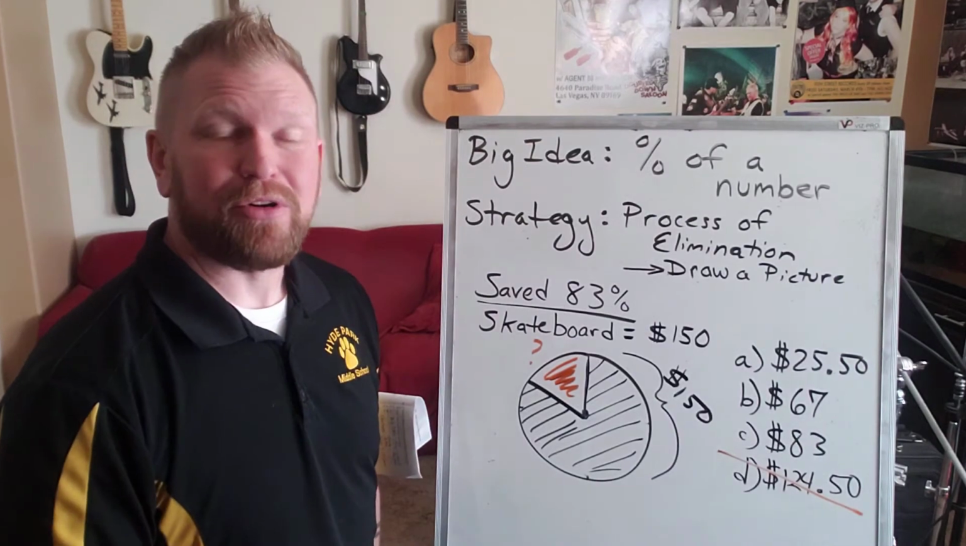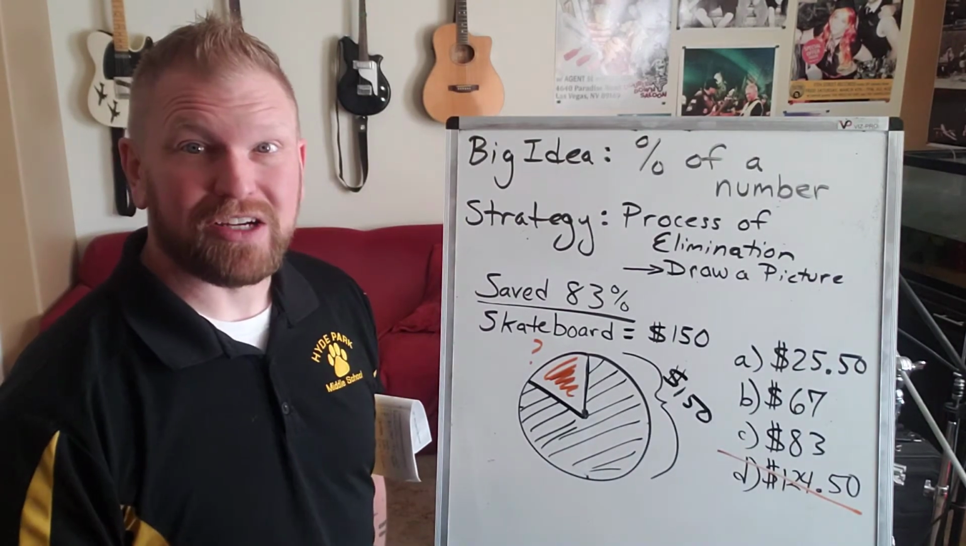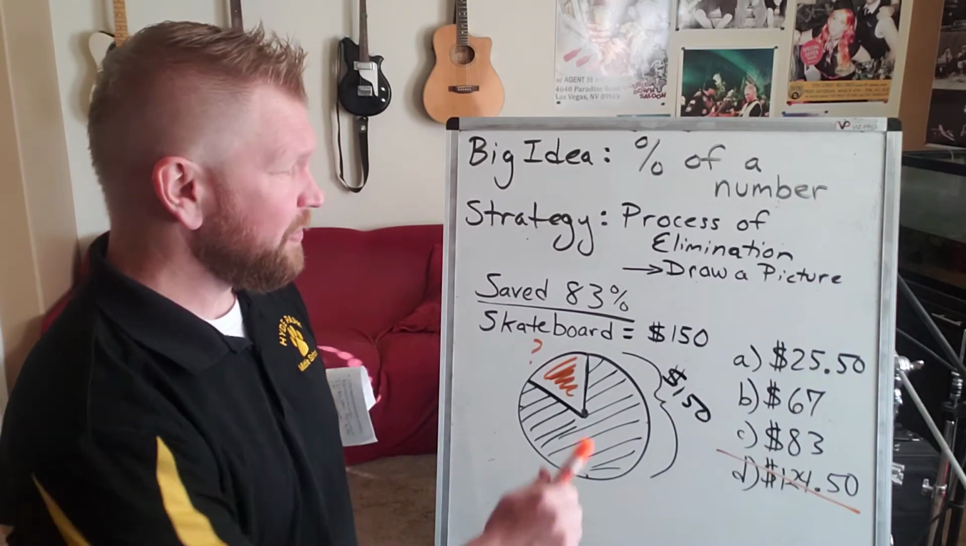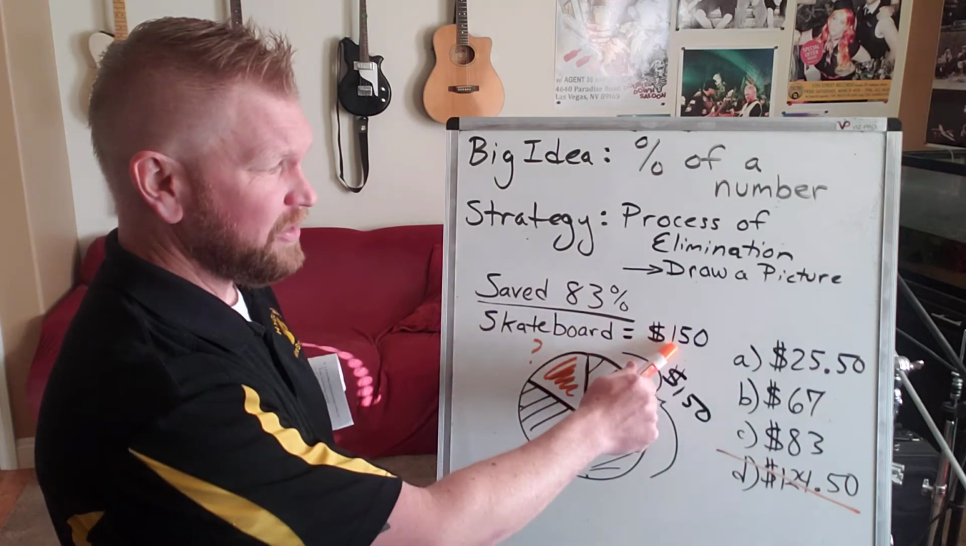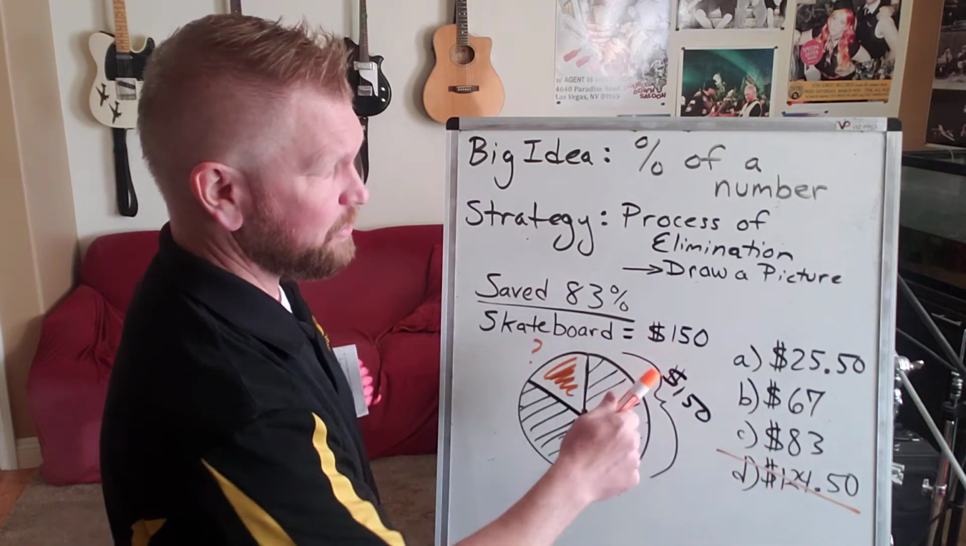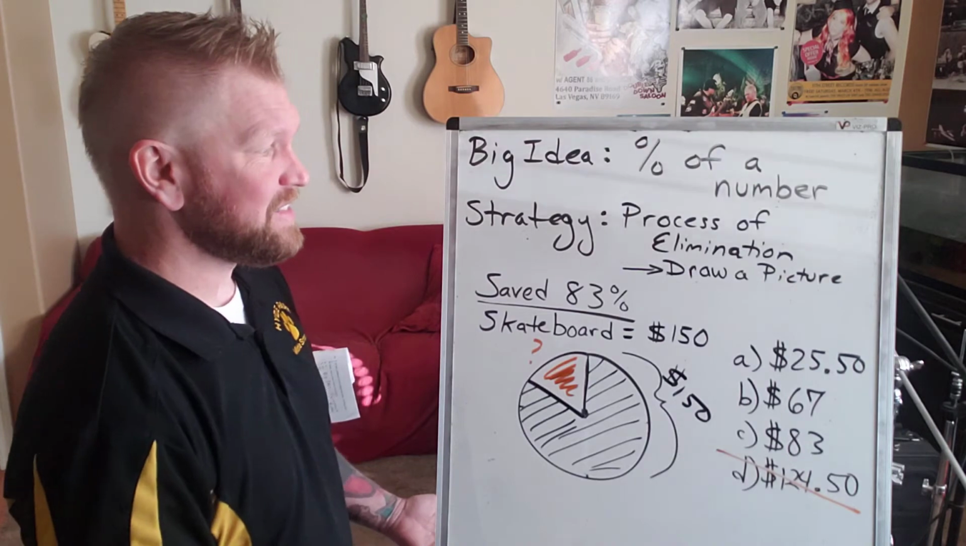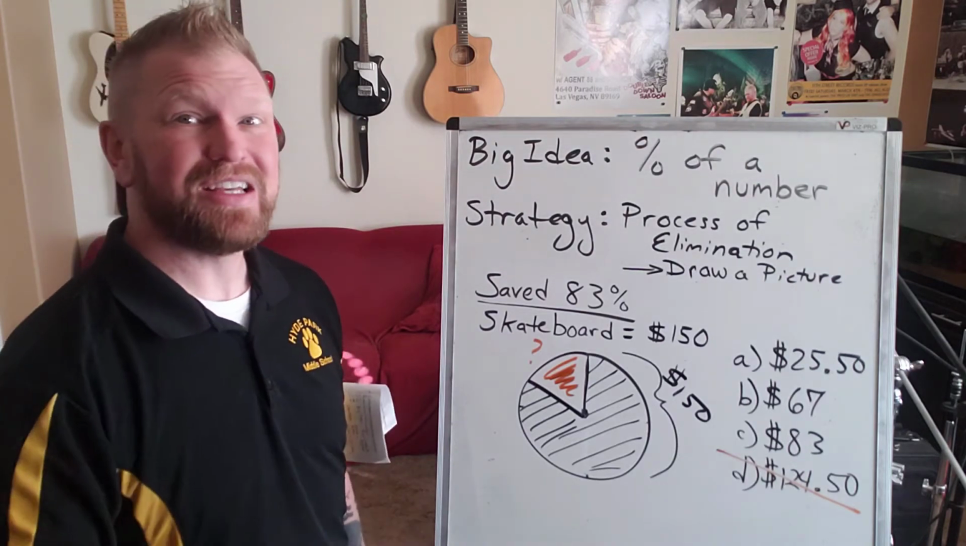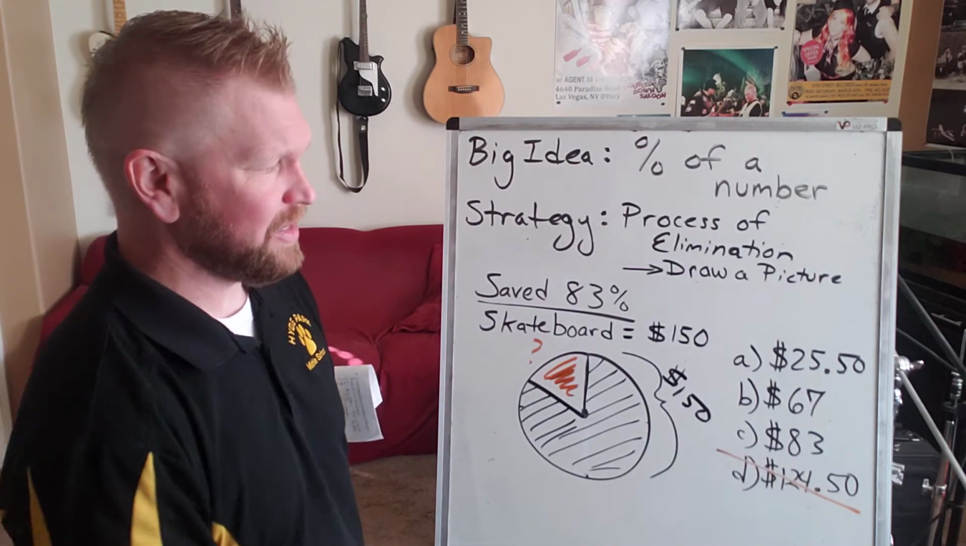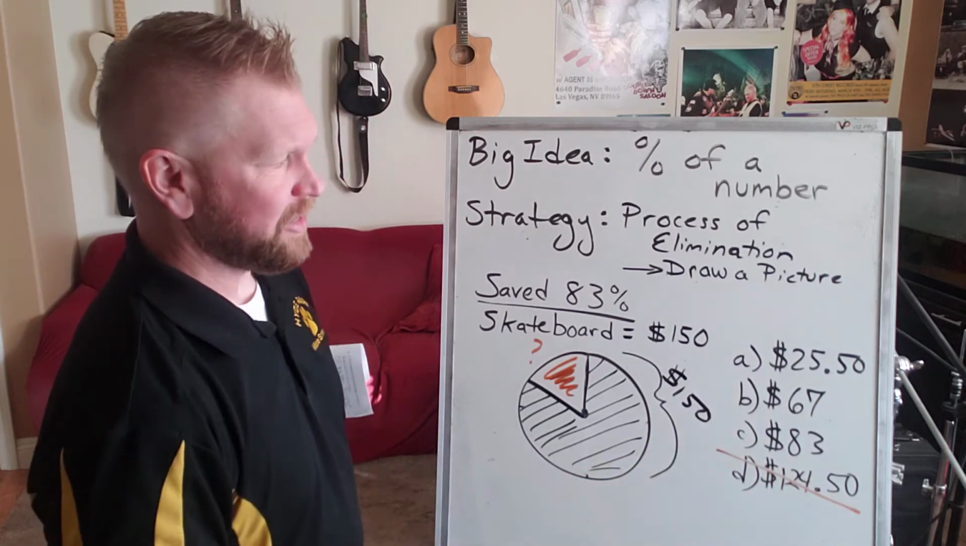By the way, that brings me to distractors. We talked about distractors before. If you figured out 83% of 150, that's what that number is. He doesn't need to still save 83% of 150. He's already saved 83% of 150. But that number is the distractor.